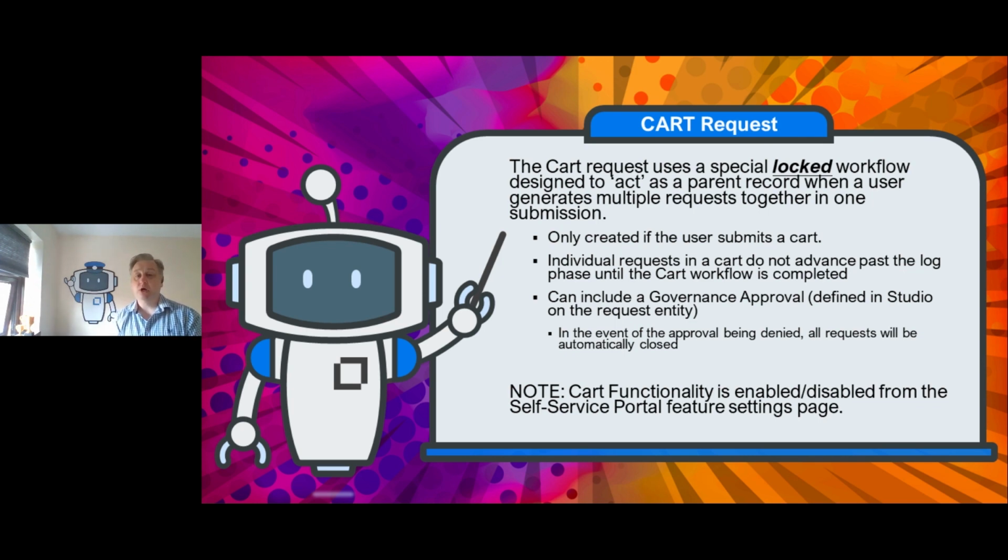Now, this is a special locked workflow, and it's designed to act as a parent record when a user generates multiple requests together in a submission. Cart requests are only created if a user submits a cart. Individual requests in a cart do not advance past the log phase until that cart workflow is completed. And typically that cart workflow includes that governance approval, as we talked about earlier, that was defined on the request entity. In the event that approval has been denied, all the associated requests will be automatically closed.